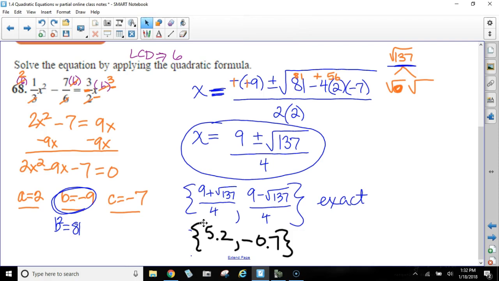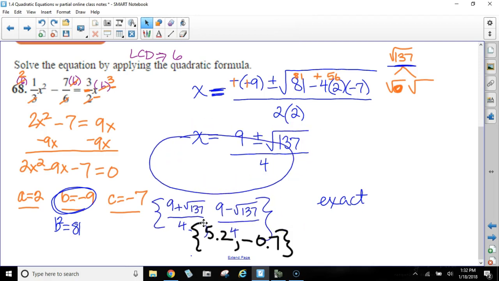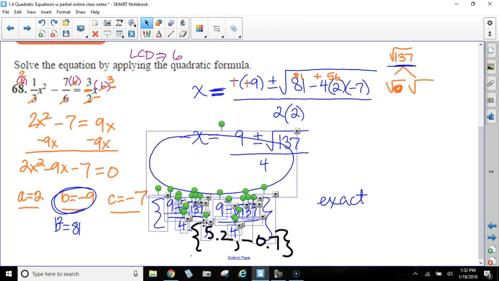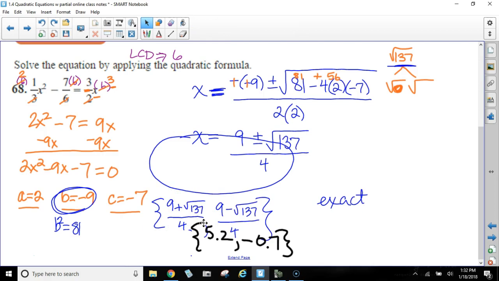That's a little bit better. But most of the time, what we really want is the exact answer. That's what we want to give.